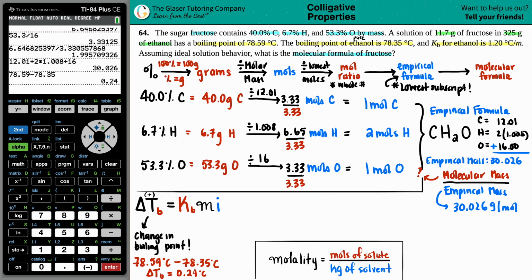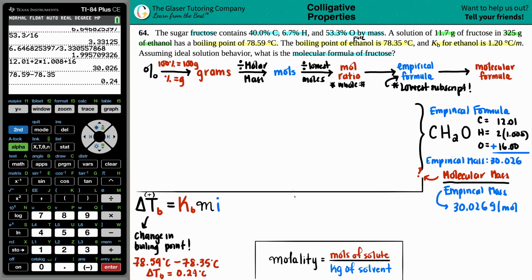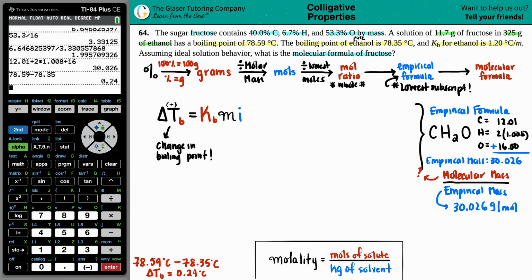I'm just going to get rid of this way down here because we don't need this anymore. We basically did all this information to get that empirical formula, which we know is CH2O. So unfortunately, bye-bye. I'm just going to bring this up now and make this a little bit better. And there we go. Okay. So we have a delta Tb, check.